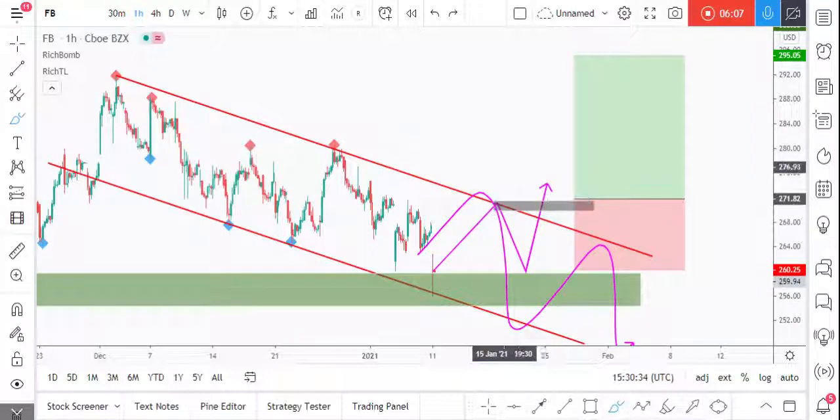As I always say, trading is reactive and not predictive, so don't try to catch the exact tops and bottoms.